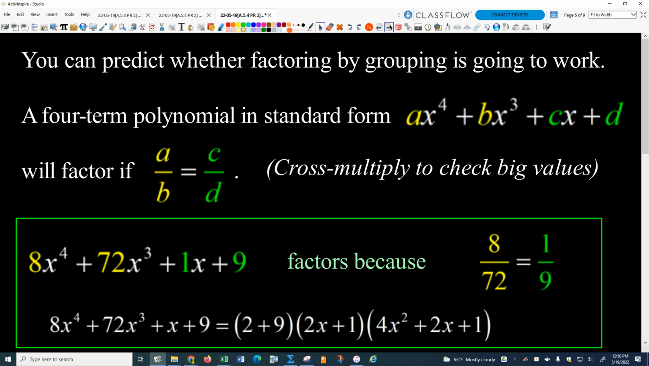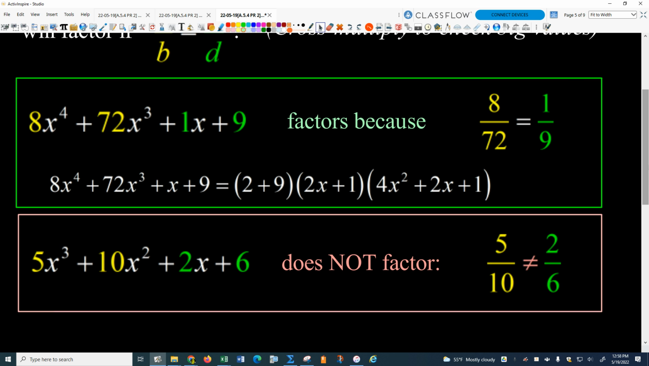So let's look at an example where it does work. How about this guy? So if I have this polynomial, 8 divided by 72 would need to equal 1 divided by 9, and it does, right? This is just the same as 1/9, and so it does work. Now, sometimes it's hard to reduce these fractions, so an easy trick to see if these are equal would be to cross multiply.